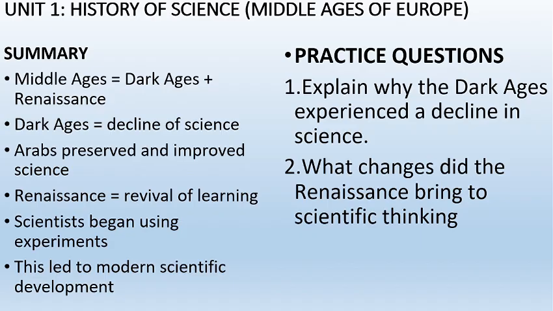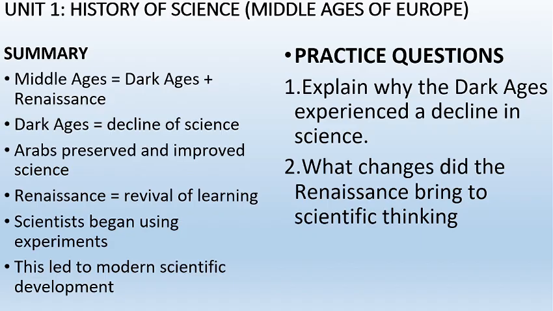So the Arabs preserved and improved science. How did the Arabs do this? The Arabic numerals, the Arabic numbering that we are using in mathematics today, it is the Arabs that started this. They were the ones that developed it. The algebra that we talk about in mathematics today, it was the Arabs that preserved and improved them. So science was connected to religion in the Dark Ages.